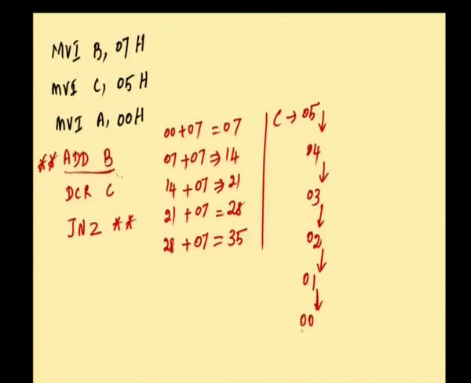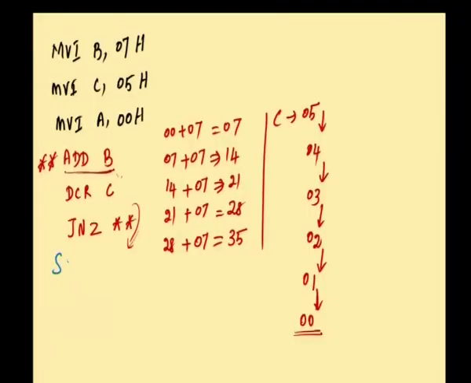Now, it will check it, it reaches the 0. So, it will exit from the loop, it is not rotating the loop, right. So, once it exits from the loop, it represents the 07 is added 5 times, or simply you can say the 7 is multiplied with 5. What is the next one? We have to store the result.